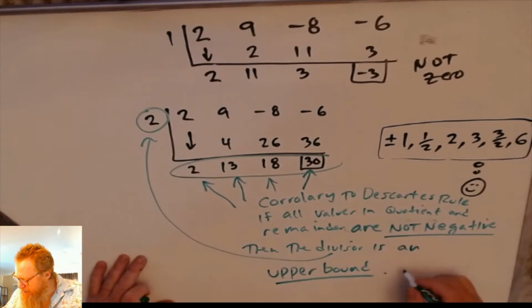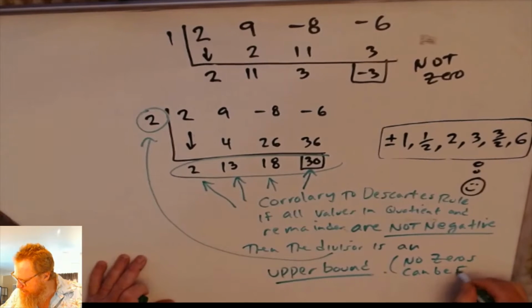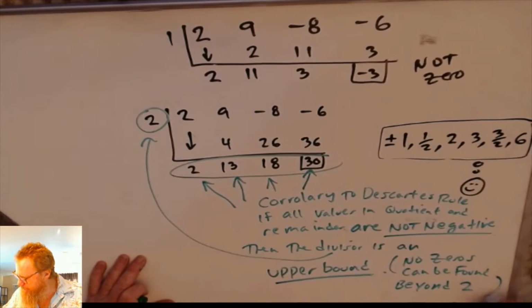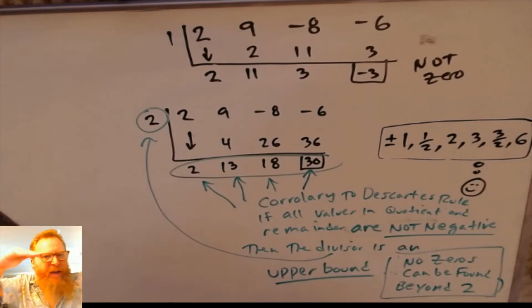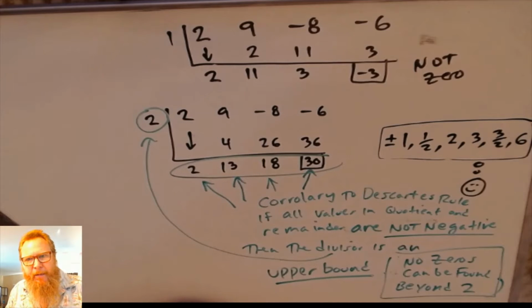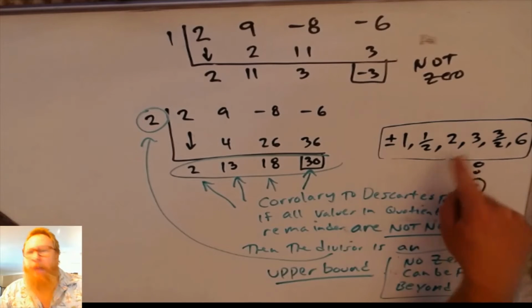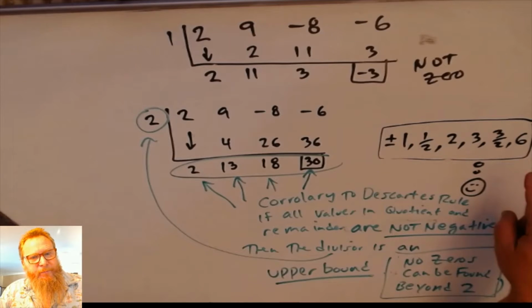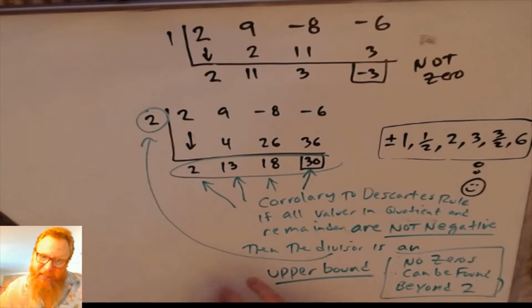In other words, no zeros will be found beyond that point. That's what an upper bound is. It's like a fence, and no answer is going to be found on the other side of that fence. Which is very important because I was about to try 3, and then I was about to try 6, but I know that they're not going to work. So I'm not going to waste my time trying 3 and 6. If you want to waste your time, you can.